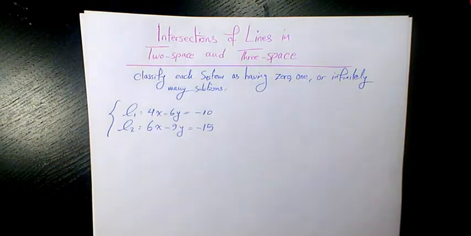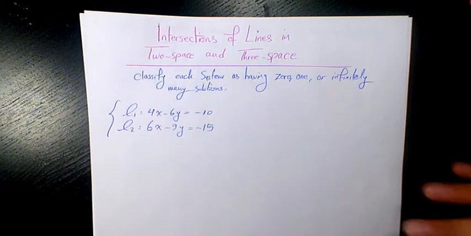Welcome to another video. In this video I want to talk about intersections of lines in 2 space and 3 space. I'm gonna start with the first example. It says classify each system as having 0, 1 or infinitely many solutions.